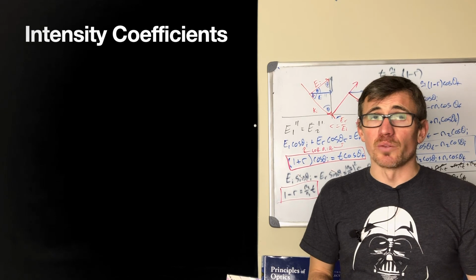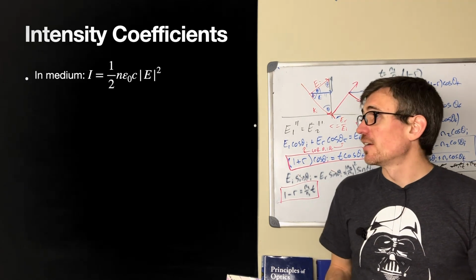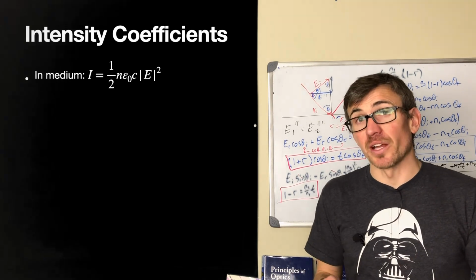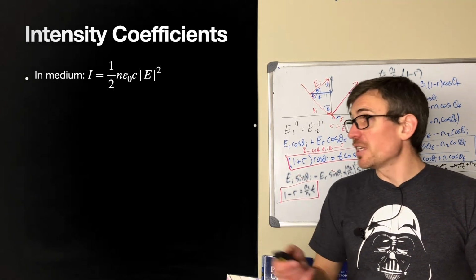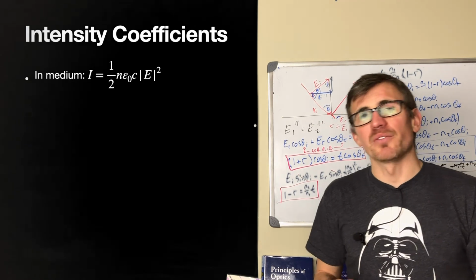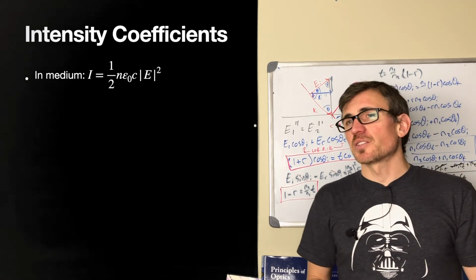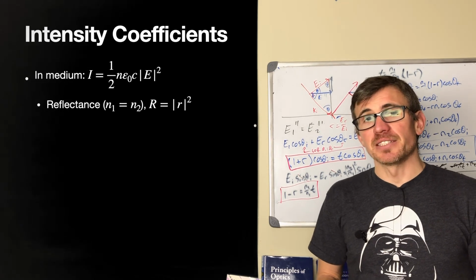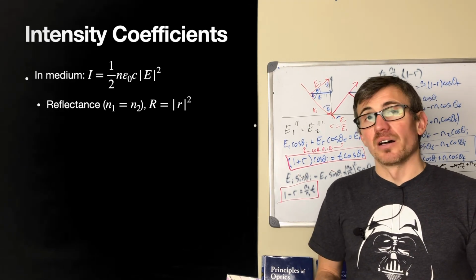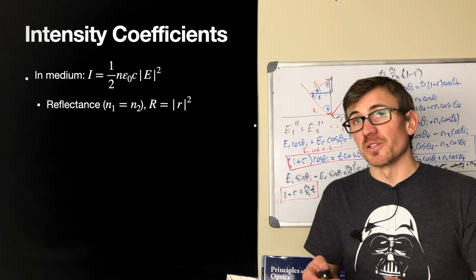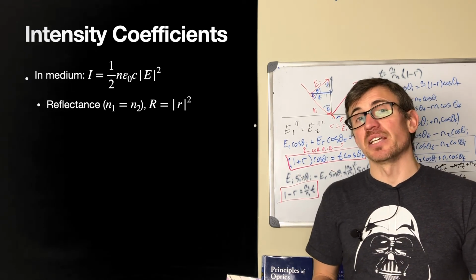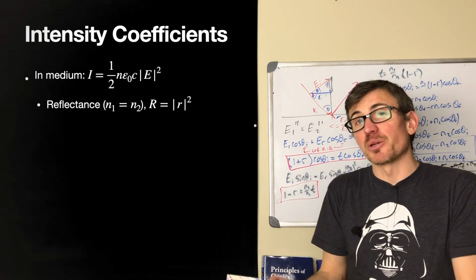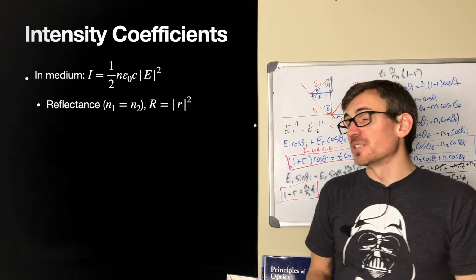For the intensity coefficients, we can just use the fact that our expression for intensity is proportional to the field squared. Okay? In a medium, we have a factor of n out front, which we briefly mentioned last time, but it doesn't really matter for the reflected field because they're in the same n, and the ratio of the reflected fields squared is going to give us the amount of reflected intensity, the amount of power per unit area, which is coming out.